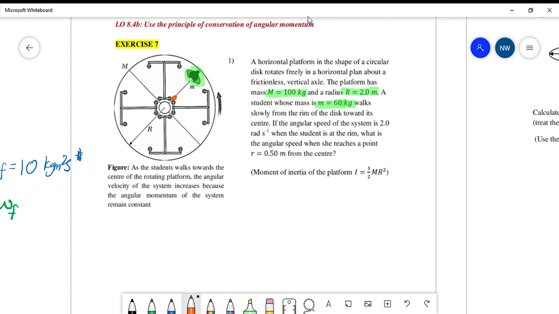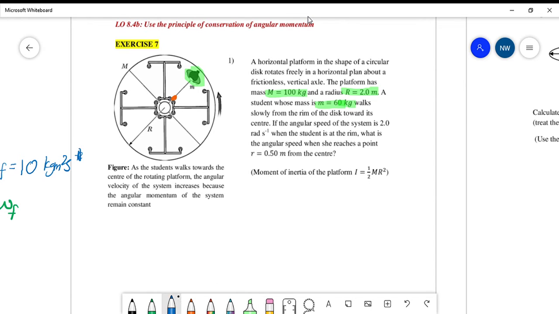If the angular speed of the system is 2.0 radian per second when the student is at the rim, what is the angular speed when she reaches a point r = 0.50 meter from the center? So we need to find the final angular velocity when she reaches a point 0.50 meter from the center. Initially the distance is 2 meter.